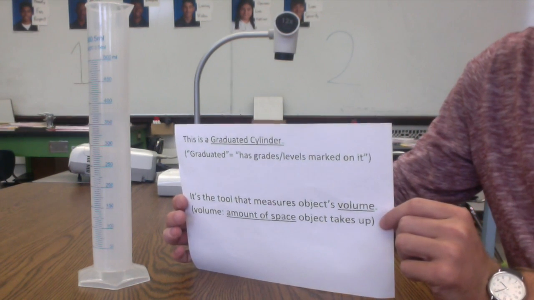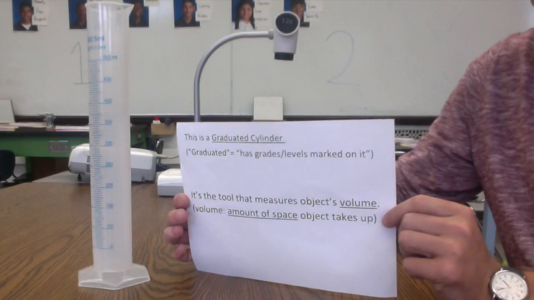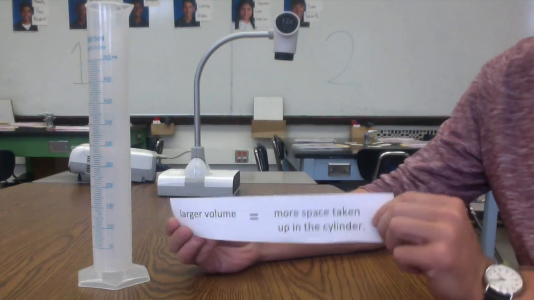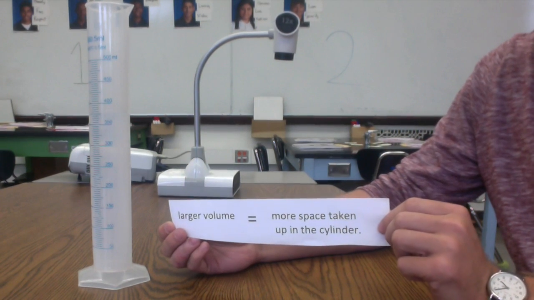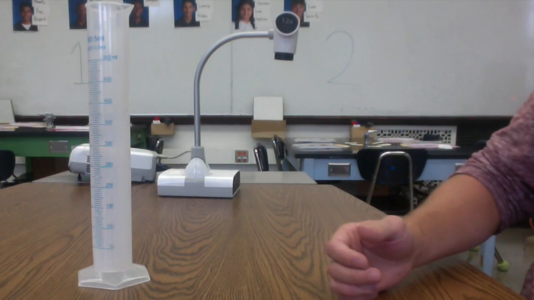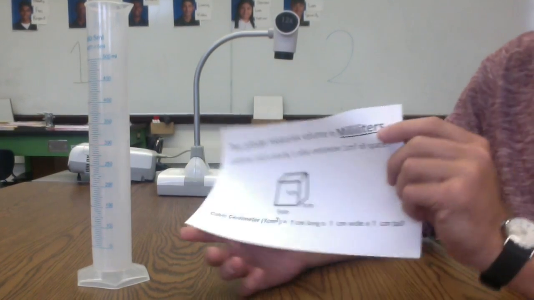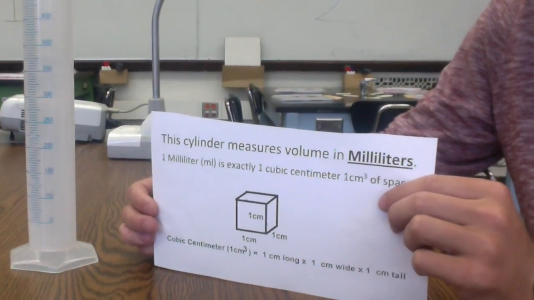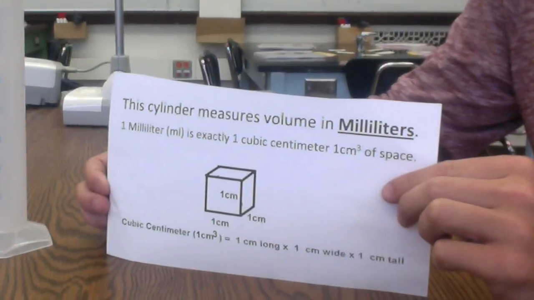It's the tool that we use to measure an object's volume, or the amount of space that it takes up. In general, the more volume in an object, the more space it'll take up in the cylinder. Now this cylinder measures objects in milliliters, which is the same thing as a cubic centimeter's worth of space.